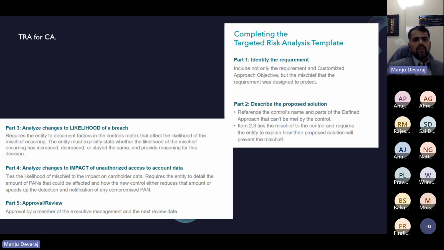Okay. So now for the TRA, targeted risk analysis for the customized approach. Specifically going on the TRA perspective, right? Identify the requirement, describe your proposed solution, analyze changes to likelihood of a breach.